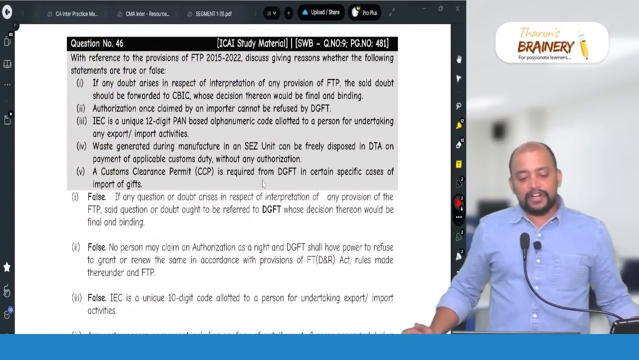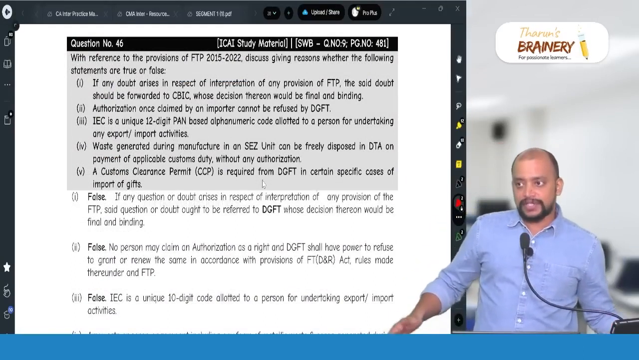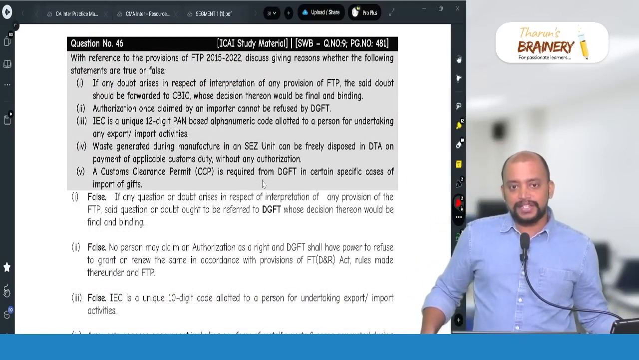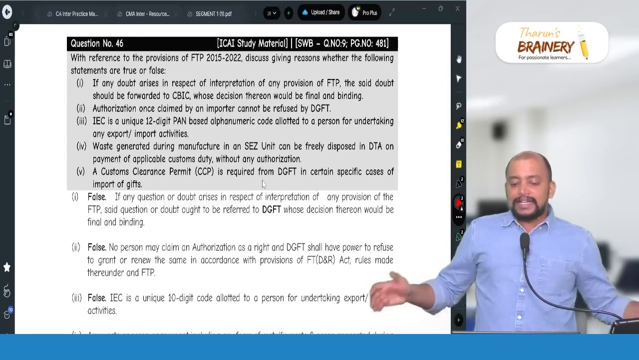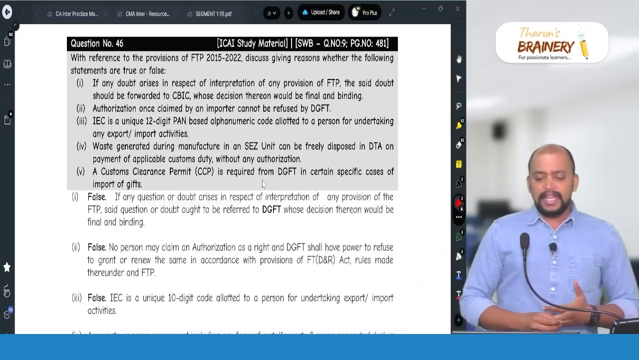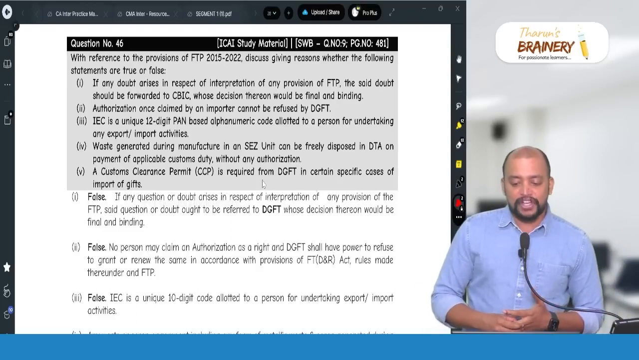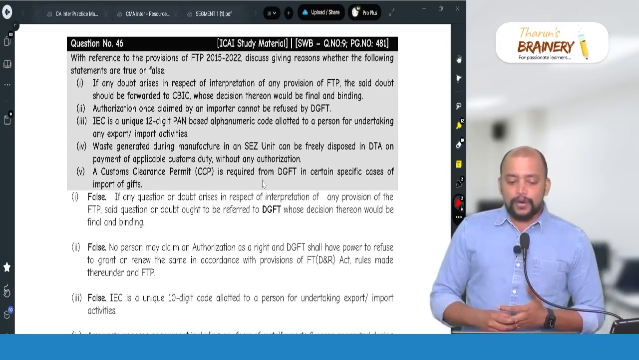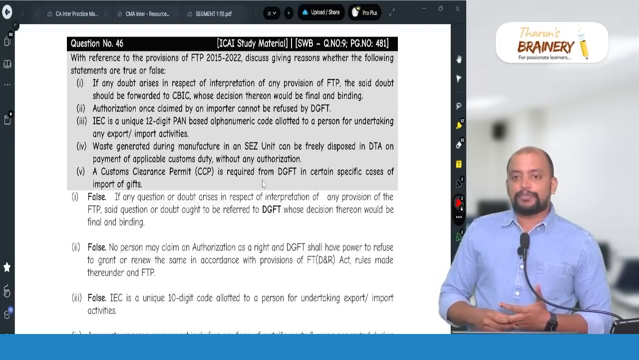Then question number 46, page number 481. You see page number 481 in your book. With reference to the provisions of FTP, discuss giving reasons whether the following statements are true or false. If any doubt arises in respect of interpretation of any provision of FTP, the said doubt should be forwarded to CBIC, whose decision thereon would be final and binding.